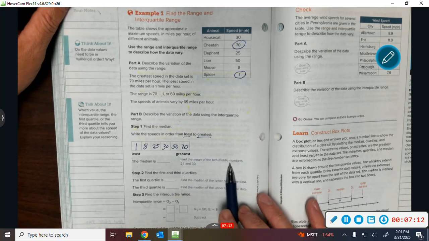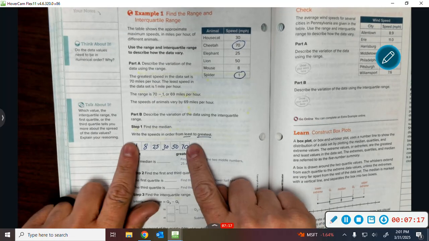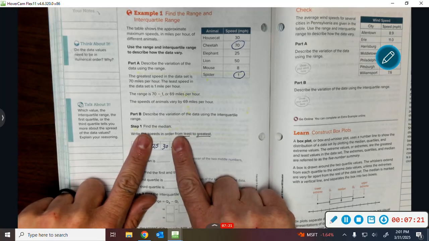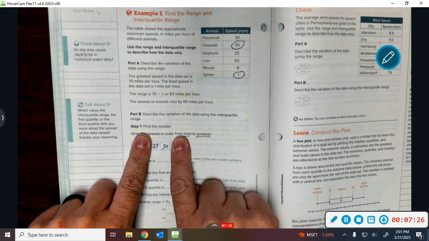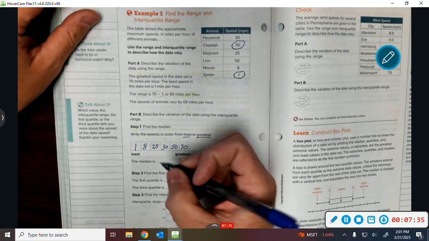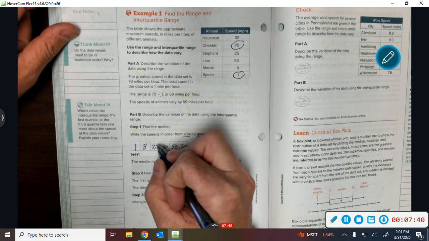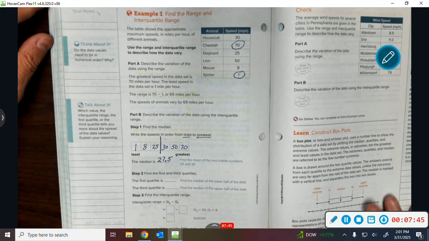It's going to be in between the two middle numbers. What I like to do when finding the median is take my fingers, start at the ends, and cover up one at a time until I get to the middle. Notice I have two numbers in the middle, so I have to find their mean, or average. So 25 plus 30 divided by 2 is 27 and a half. So right here is my median, 27 and a half.